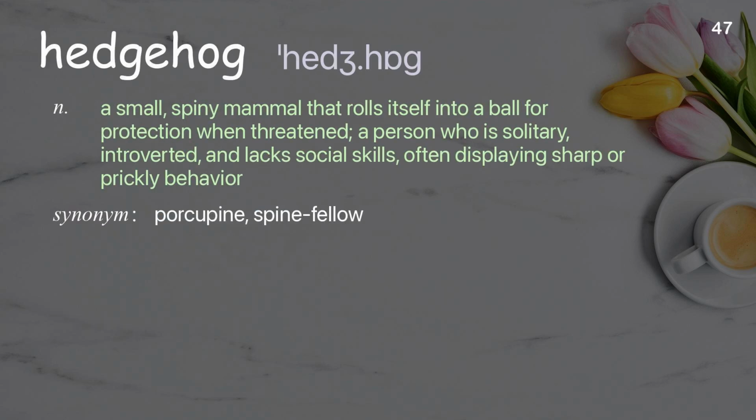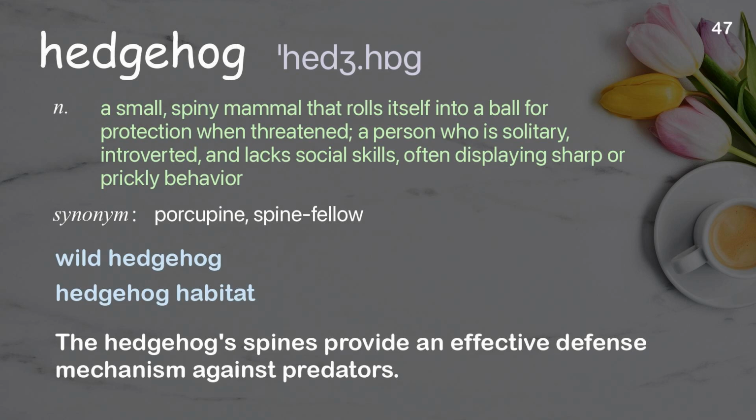Hedgehog. A small, spiny mammal that rolls itself into a ball for protection when threatened, a person who is solitary, introverted, and lacks social skills, often displaying sharp or prickly behavior. Examples: Wild hedgehog. Hedgehog habitat. The hedgehog's spines provide an effective defense mechanism against predators.